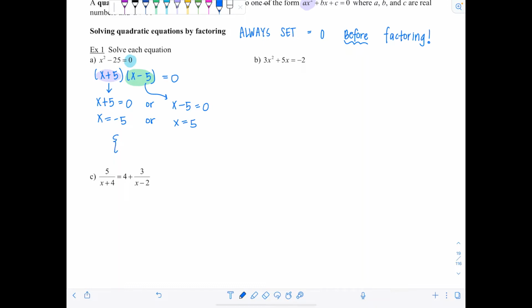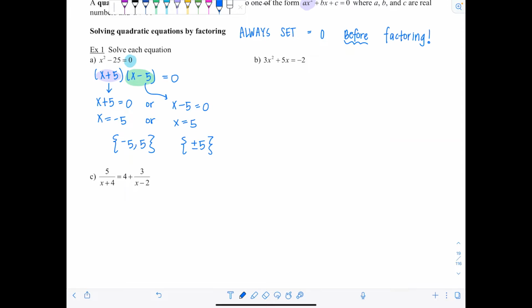You can list them separately, negative 5, 5, or if you're feeling efficient, you can just put plus or minus 5. Now you might be saying, I know another way to solve the equation: I move the 25 over and take the square root. That's cool, but the directions said to solve by factoring, so we have to be obedient.